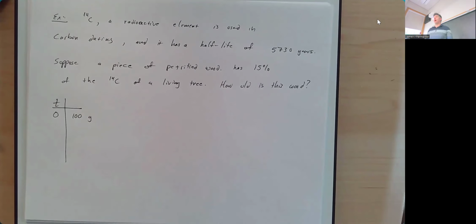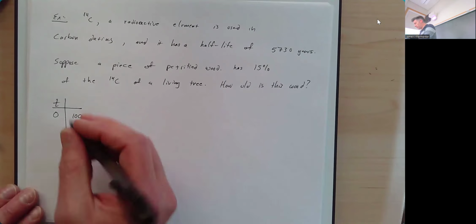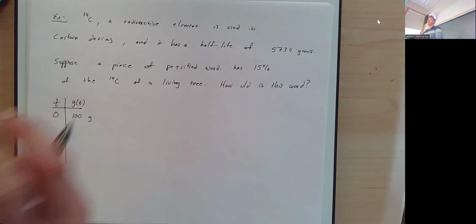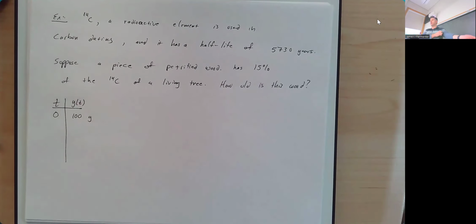Anything that works best for you. I like using 100 because it's nice and easy. And so I'm going to say over here, this is Y of T. I like using Y for the amount of stuff at time T. People like using A as well. Whatever you like, you really use whatever you want.